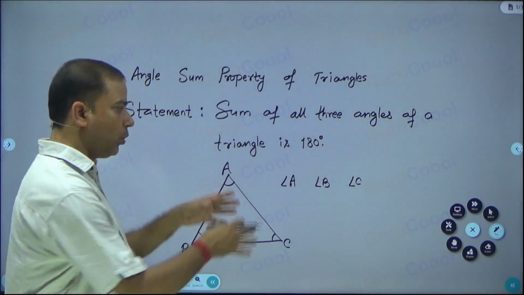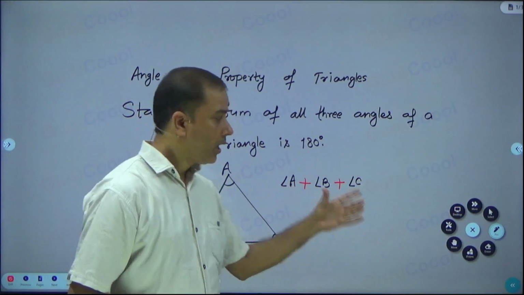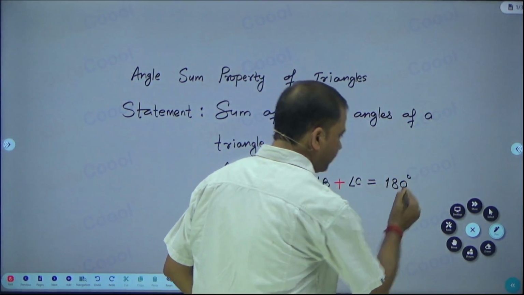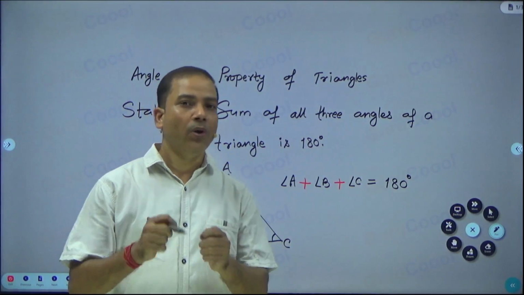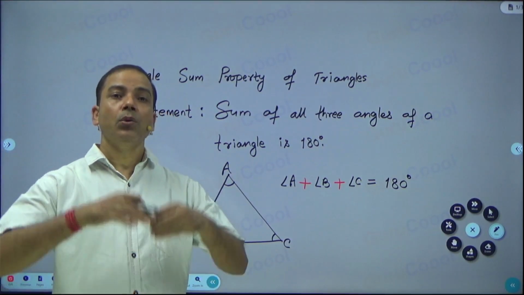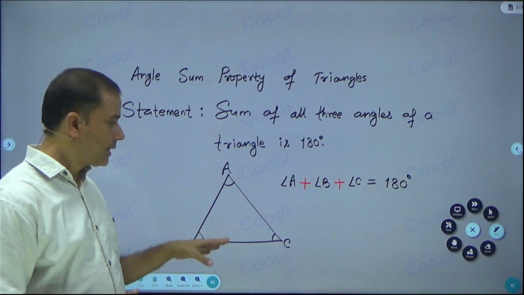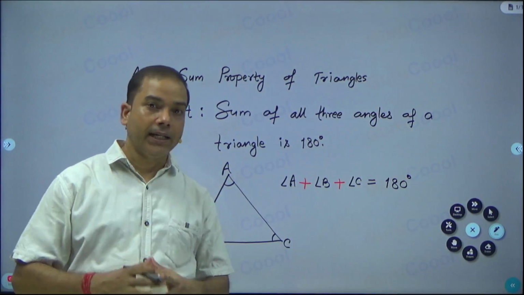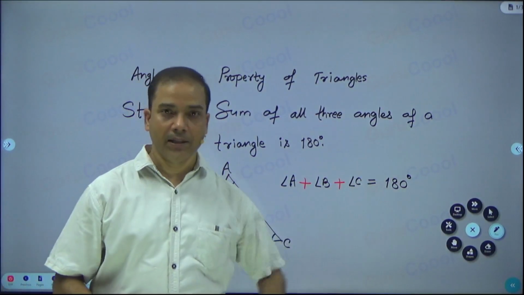If we add all three angles, the sum must always be 180 degrees. Remember, the sum of all three angles is always 180 degrees. Not more, not less, no matter what kind of triangle it is. And whatever the measurements of these three angles separately, in all kinds of triangles, the sum of the three angles will always be only 180 degrees.